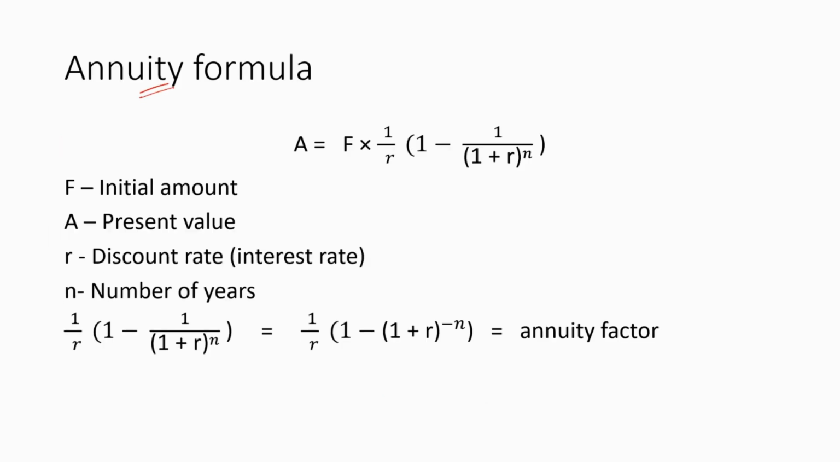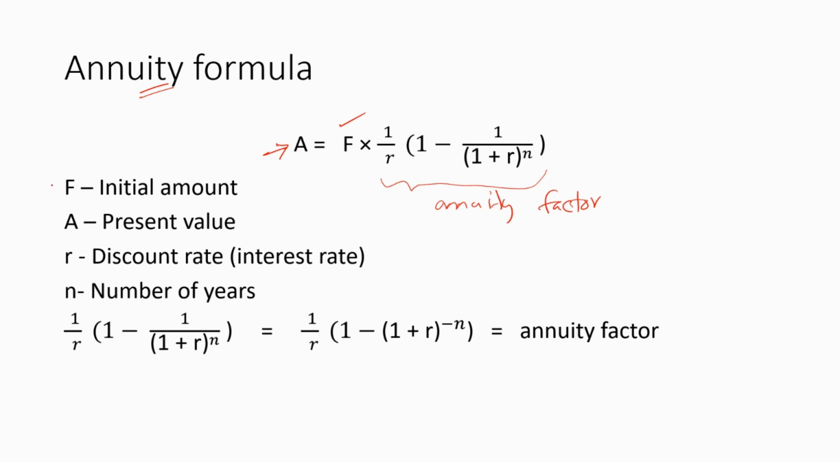This is the annuity formula. The present value of the annuity equals the initial amount multiplied by the annuity factor. This is the annuity factor. We discussed the discounting factor under discounting. Like that, now we have an annuity factor. Using the cumulative present value table, we can find the annuity factor for the respective discount rate.